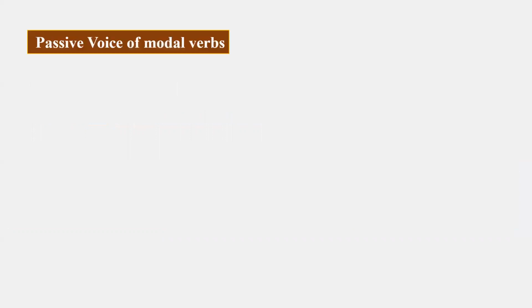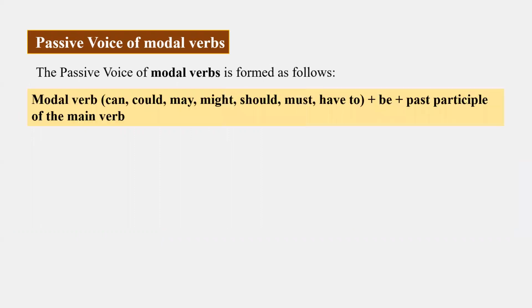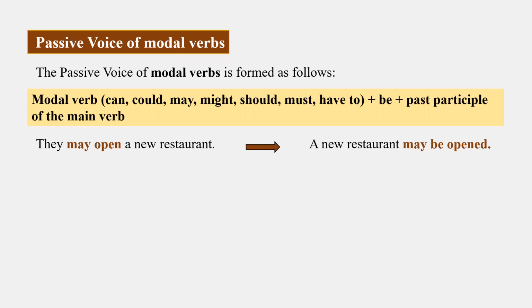Passive voice of modal verbs. The passive voice of modal verbs is formed as follows: modal verb, can, could, may, might, should, must, have to, plus be, plus past participle of the main verb. Example: they may open a new restaurant. A new restaurant may be opened. See here, modal verb plus be plus past participle.